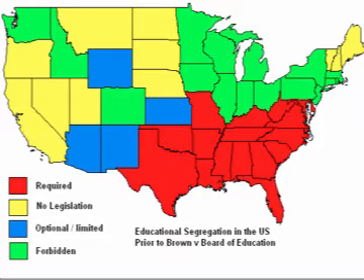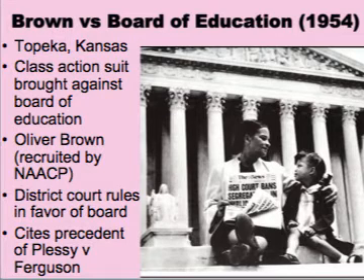The blue states are optional or limited, where they actually have state laws saying, we can segregate some people and not others, or we're doing it in limited areas, or maybe in these schools but not these schools, or we'll leave it up to the counties. And then the green states have forbidden segregation. Now, all of this is going to change with Brown versus Board of Education, which takes place in 1954.